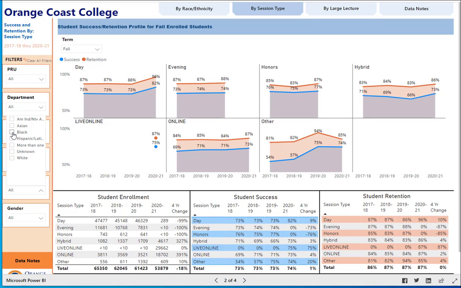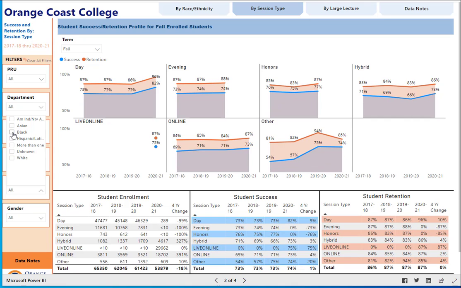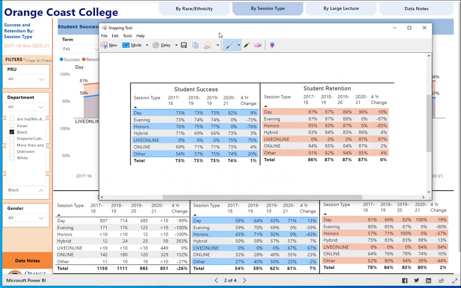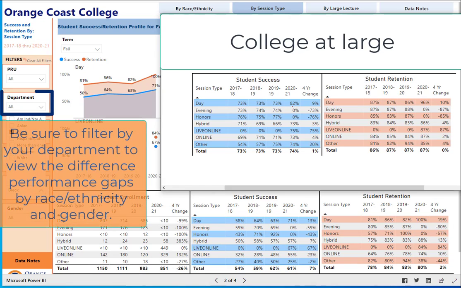This is the campus at large. Here's Black students. There's a greater disparity in online and other modalities. Again, this is the campus at large. This is for Black students. Another thing that you can do is you can take a snippet of the college at large data and put it over the data for a specific group of students. So here you see the college at large, the different percentages in terms of student success, and here you see what it is for Black students.